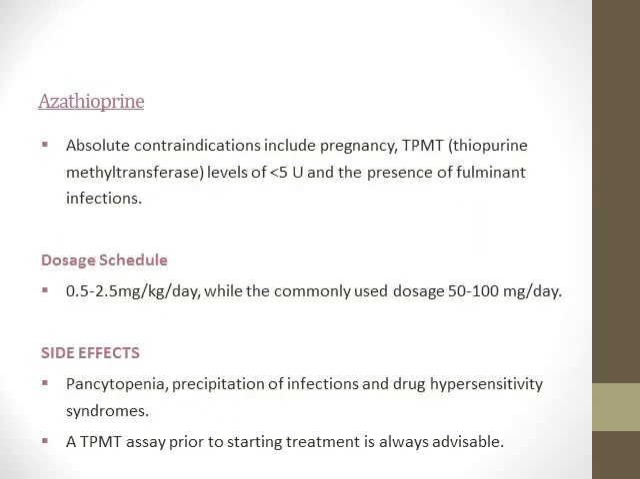Before giving azathioprine, ideally you are supposed to do a TPMT test, that is thiopurine methyltransferase levels. If it is less than 5 units, it is better to avoid azathioprine. Dosage is 0.5 to 2.5 milligram per kg per day, while commonly used ones are 50 to 100 milligram per day. It's available as 50 mg tablets, so you can start with 50 milligram and later increase it to 100 milligram per day.